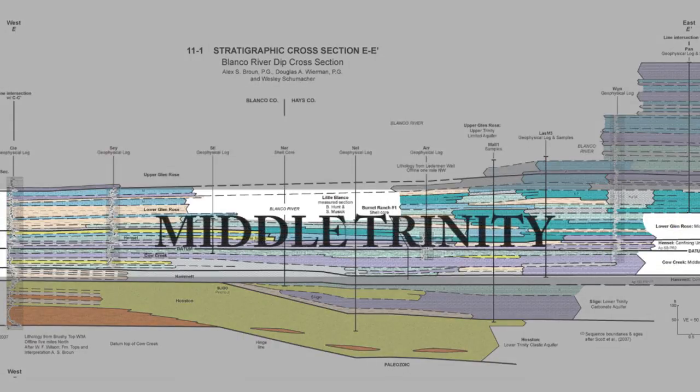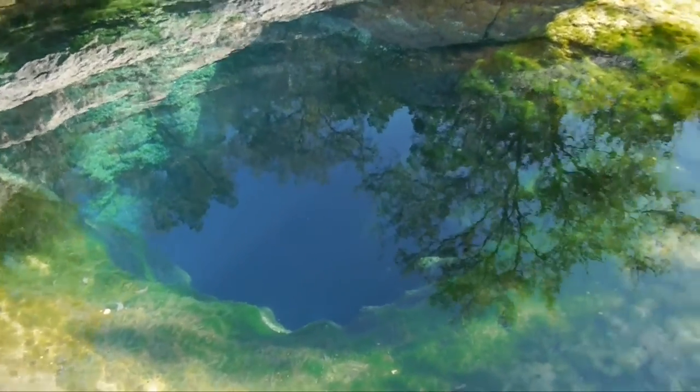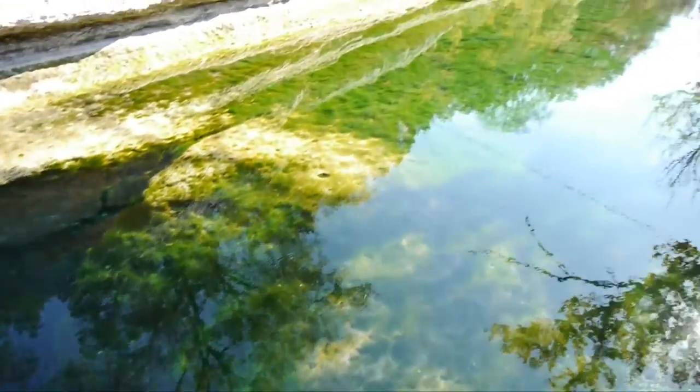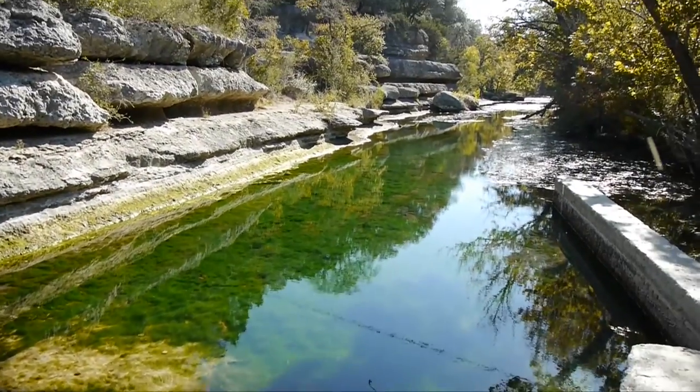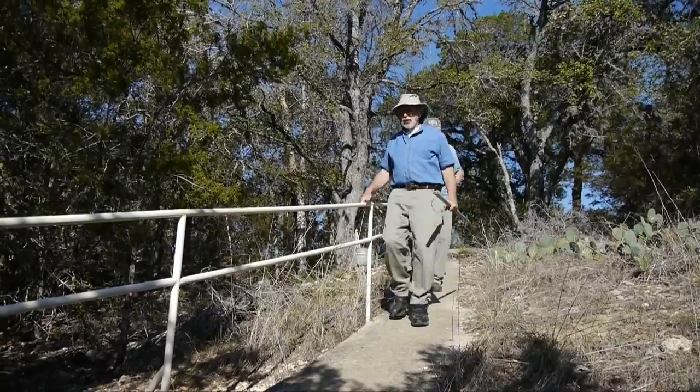Most groundwater in this area, however, comes from the Middle Trinity, which is the source for a famous artesian spring in Wimberley, Texas, known as Jacob's Well, the source of Cypress Creek. It is a good place to view the geologic features that make it possible for the Trinity Aquifer to be productive. This is the pathway down to Jacob's Well.